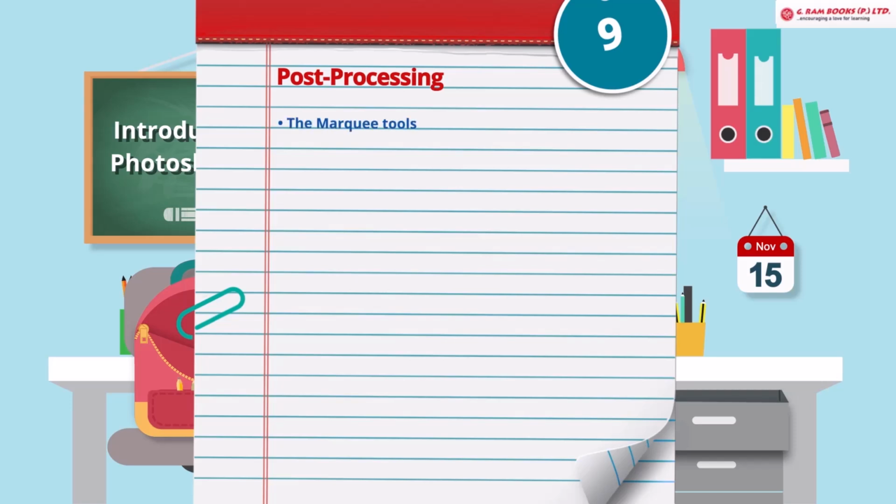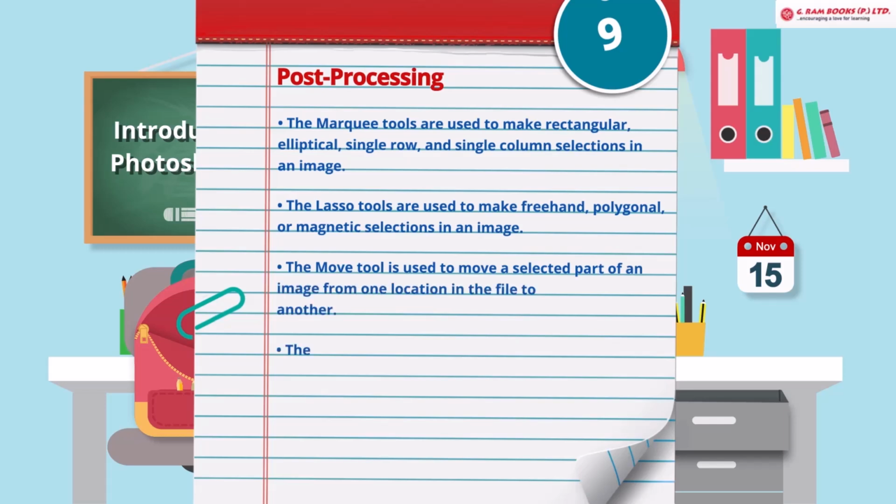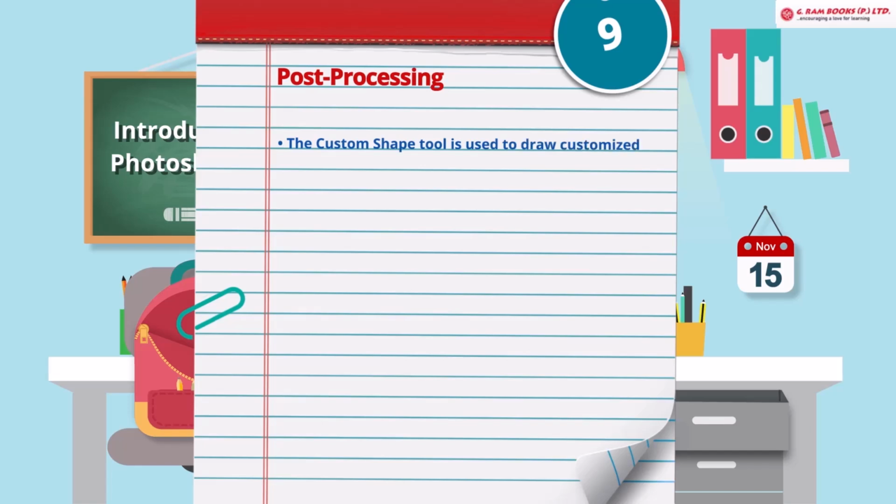The marquee tools are used to make rectangular, elliptical, single row, and single column selections in an image. The lasso tools are used to make freehand, polygonal, or magnetic selections in an image. The Move tool is used to move a selected part of an image from one location in the file to another. The Crop tool is used to remove unwanted parts from an image. The Shape tools are used to draw geometrical shapes on an image. The Custom Shape tool is used to draw customized shapes such as stars, flowers, leaves, and arrows.